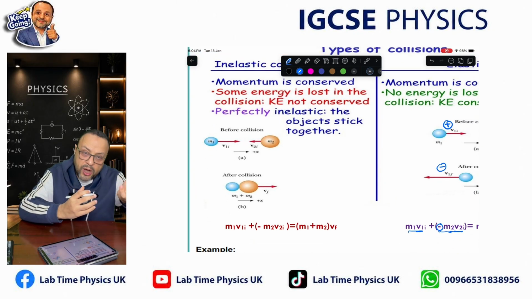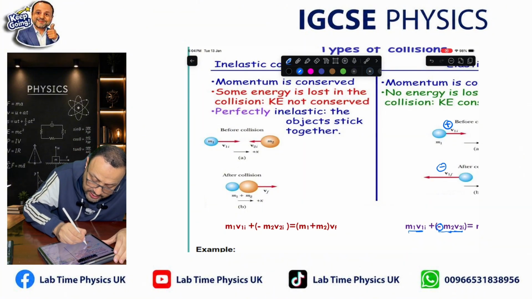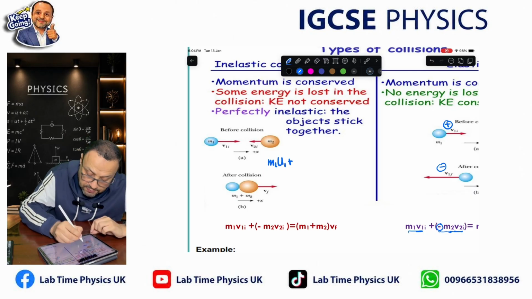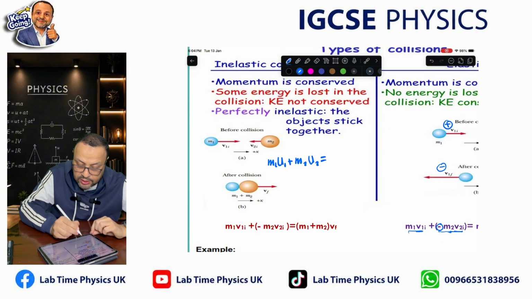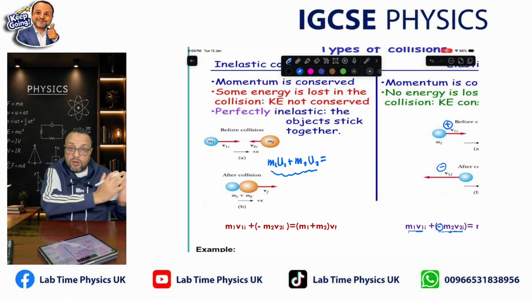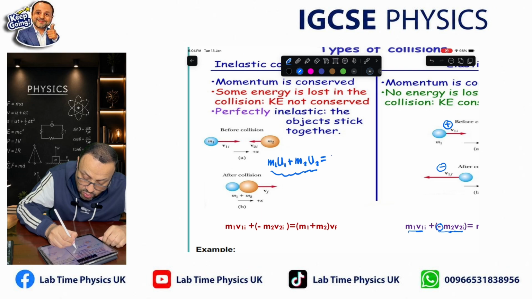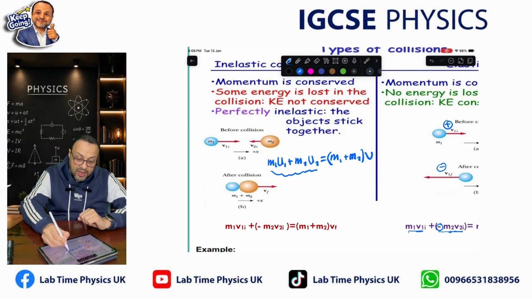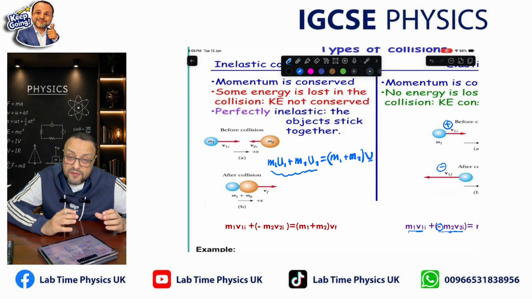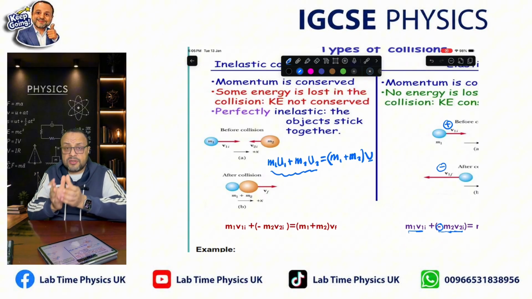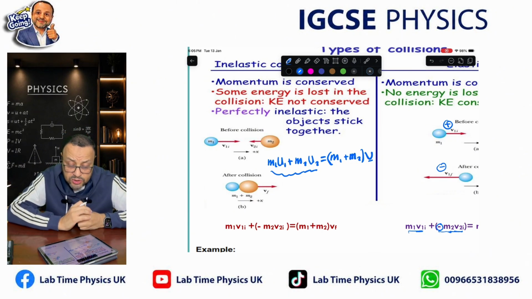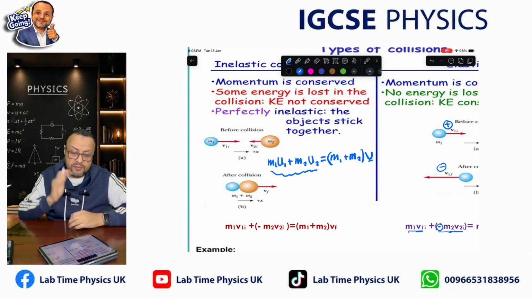If I start to use U1 and U2, so it will be M1 U1, this is for the first object, plus M2 U2. So here all of them before collisions equal after collisions: M1 plus M2, all of them multiplied by V. V now represents the final velocity for both objects. Why? Because the objects stick with each other.